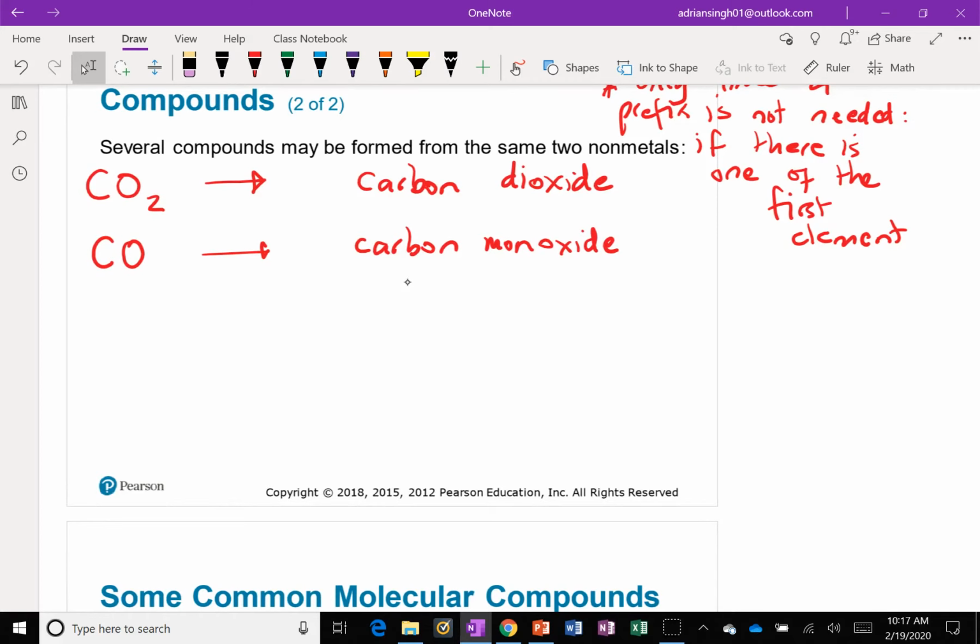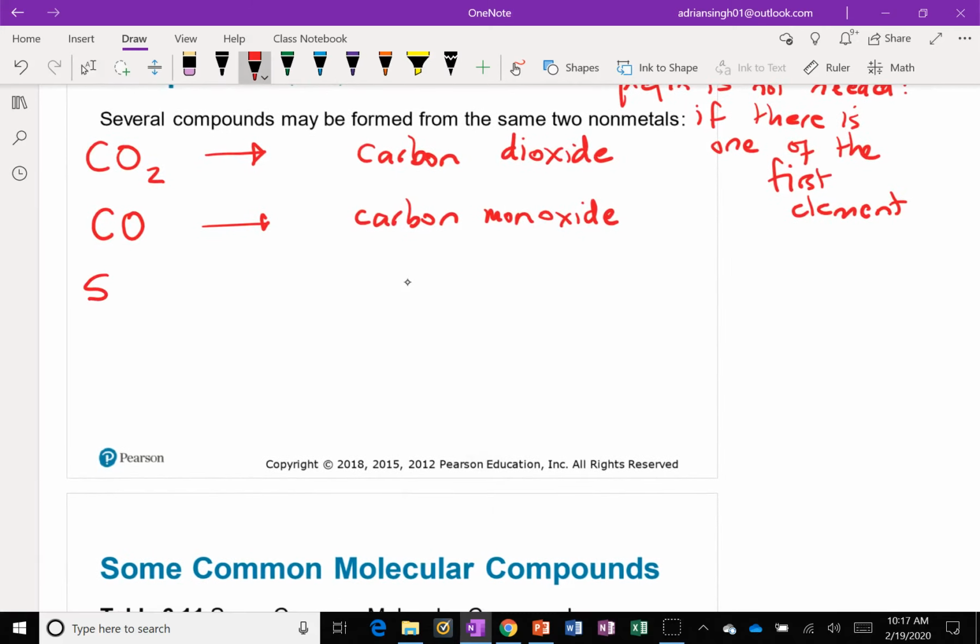What about if we had something like S2Cl7? So what does S stand for? It'll take you some time to get used to the names and symbols, but S is sulfur. It's not sodium. Sodium's Na. So S is sulfur as a first name. How many sulfurs do we have? What's the prefix for 2? Di. So disulfur would be the first name.